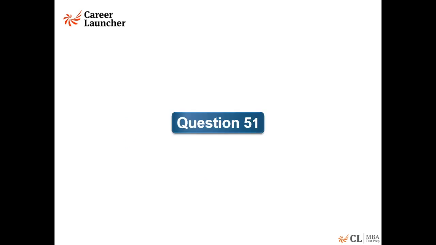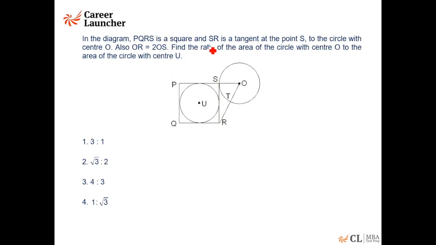In the diagram, PQRS is a square and SR is a tangent at the point S of the circle with center O. Also, OR is equal to 2OS. Find the ratio of the area of the circle with center O to the area of the circle with center U. So, the first number pertains to the area of the circle with center O, the second pertains to the area of the circle with center U, the one which is inside the square.